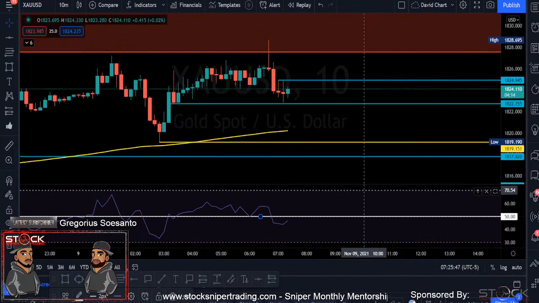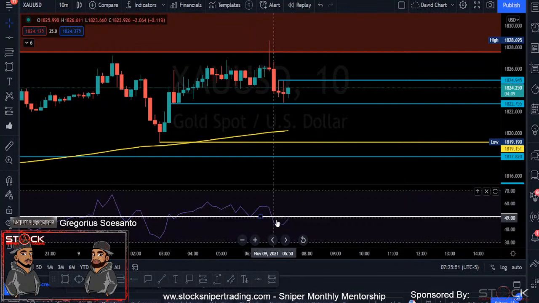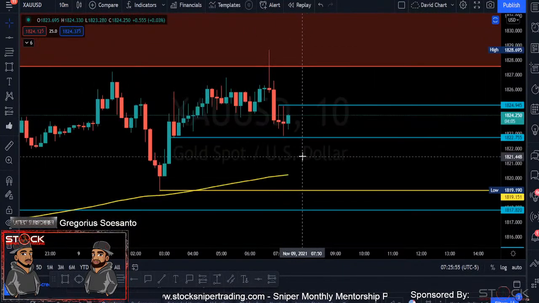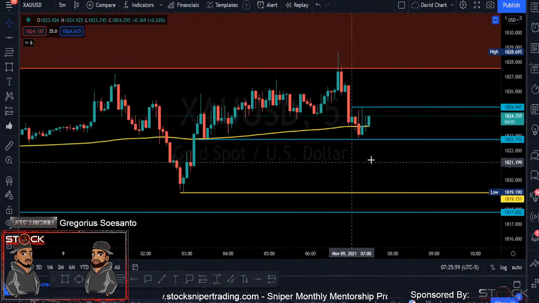All right, now take a look. You can see that it's hovering right around that 50 mark, having a little bit of indecision before it makes its next move. That's just on the 10-minute, okay? So now what we want to look at is the 5.